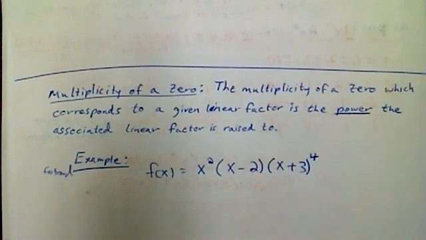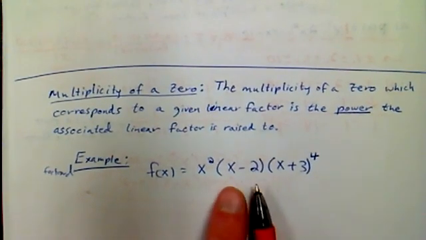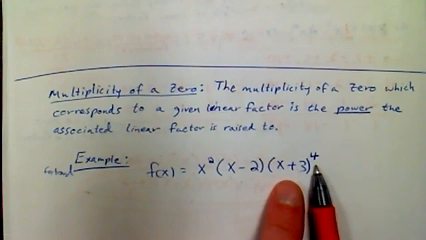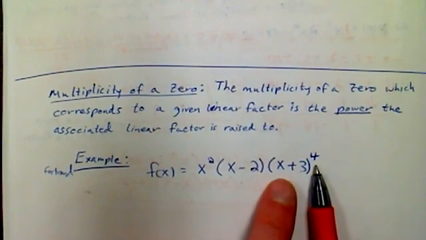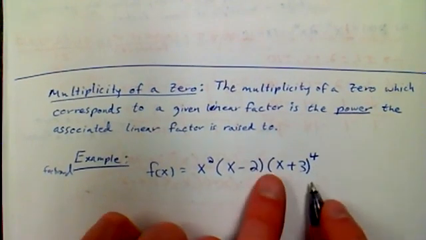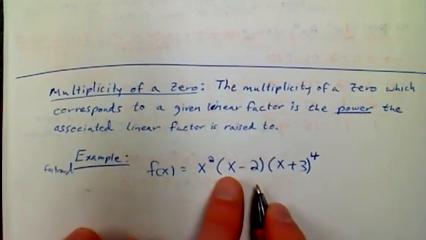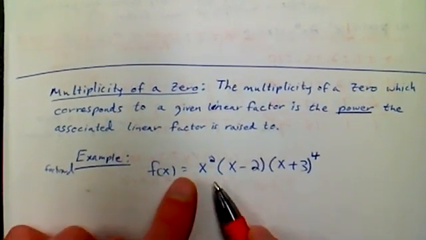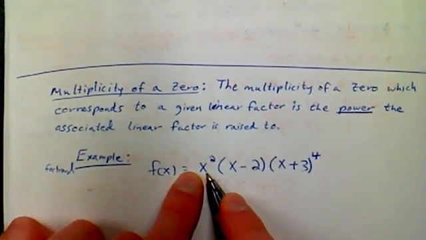Well, it is linear factors. I know you have to be careful. You're saying, well, what about the 4 here? That's going to tell us about our multiplicity. The important thing is x plus 3 itself is linear. X minus 2 itself is linear. And if you think about it, x itself is linear.